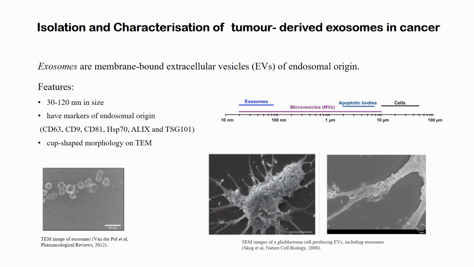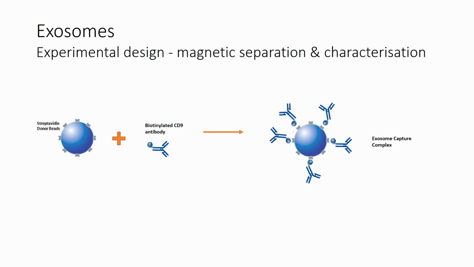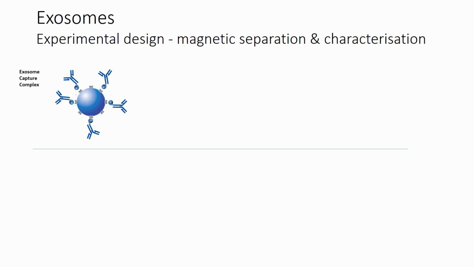We have streptavidin donor beads. We biotinylate an antibody which binds to exosomes, in this case CD9. Then we have, of course, the exosome capture complex. And from this exosome capture process, we are enriching the exosomes from plasma.